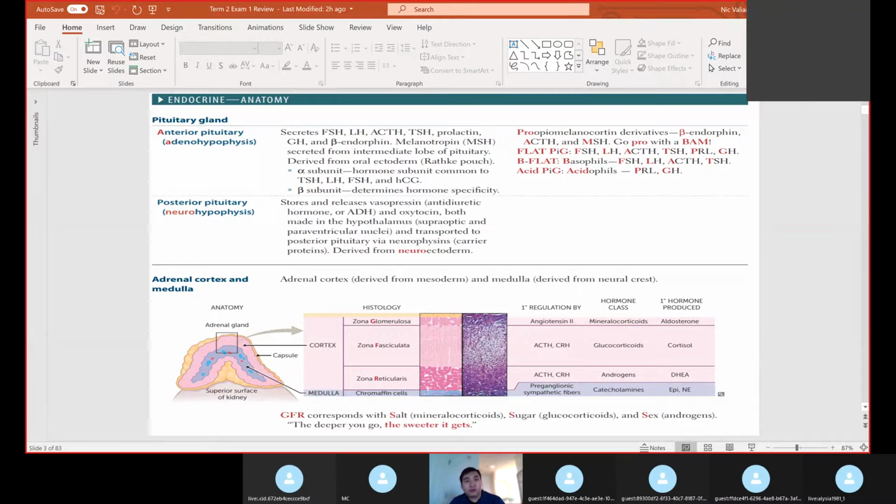What happens to the reabsorption of sodium? It increases. So you have an increased absorption of your sodium. Don't forget, angiotensin 2 is a potent vasoconstrictor. It constricts what arteriole? Efferent or afferent?